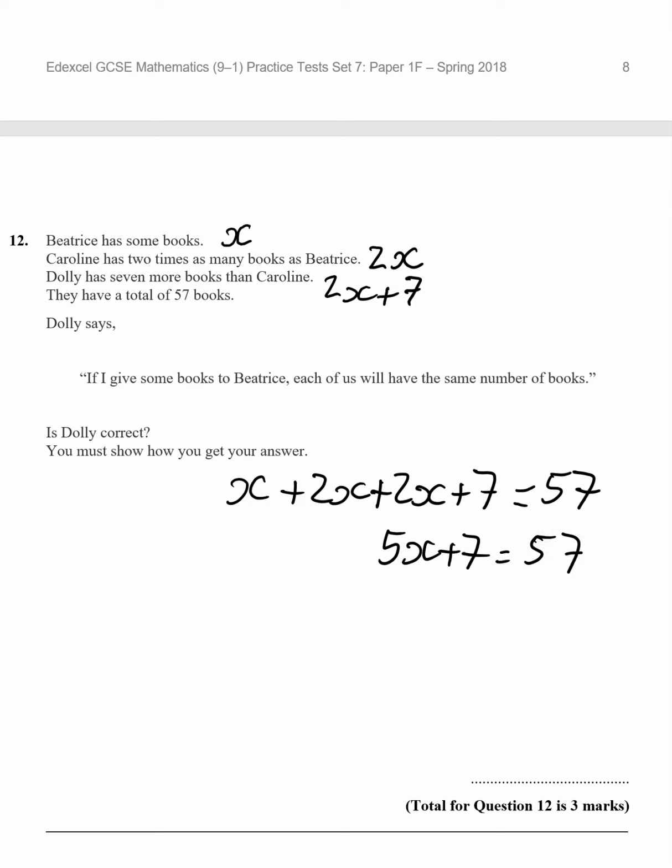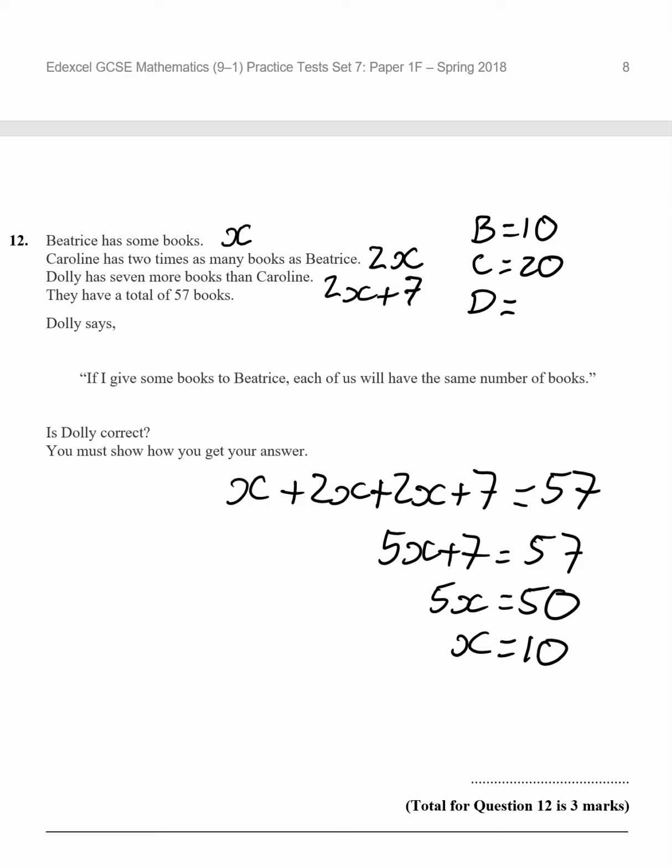So let's solve it. Take away the 7. Doing your inverses gives you 5x equals 50. Well, 50 plus 7 is 57. So 5 lots of something is 50, so actually x is 10. So Beatrice had 10, Caroline had 20 and Dolly had 27.